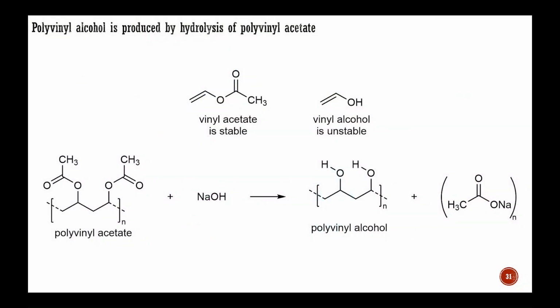Let us now consider polyvinyl alcohol and the lenses made from it. Polyvinyl alcohol is typically produced by hydrolyzing the acetate groups in polyvinyl acetate. As we discussed while solving problems on addition polymerization, you should remember that vinyl alcohol is unstable and cannot be directly used to produce polyvinyl alcohol.